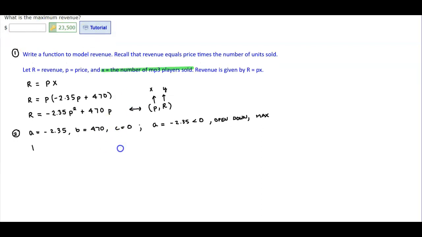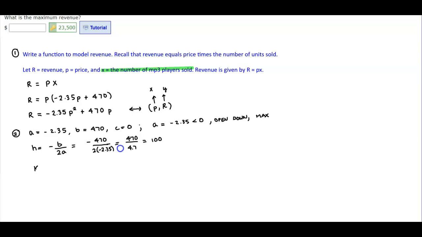So let's find H of the vertex, which is negative B over 2A. So it's negative 470 divided by 2 times negative 2.35. We know it's going to be positive, so we get 470 divided by 2 times 2.35, which is 4.7. If we take 470 and divide that by 4.7, we get 100.